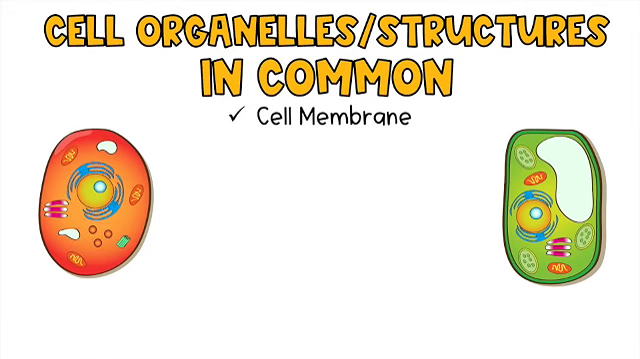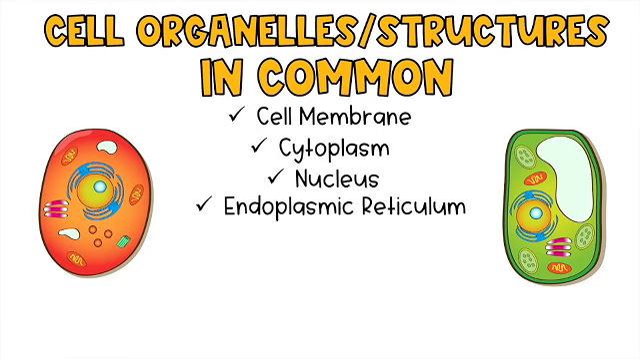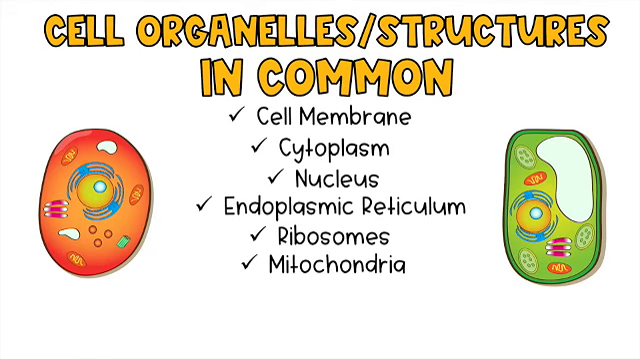We've got a cell membrane, the cytoplasm, the nucleus, the endoplasmic reticulum, ribosomes, mitochondria, and the Golgi complex. Now, mitochondria is the plural. You might also see it written mitochondrion with an ION as the ending, and that's one single mitochondrion. And then Golgi complex is also sometimes written as the Golgi body.